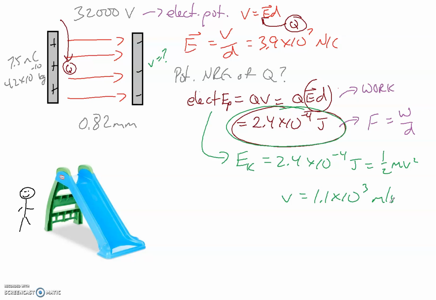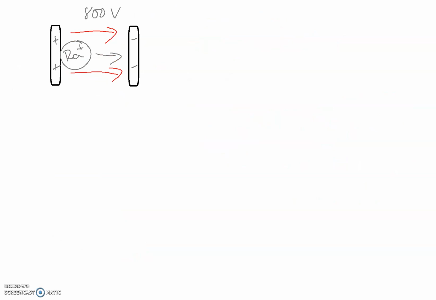Okay, so let's try another one similar to this and see what we can come up with. Okay, so let's try this one. Here we have a Ra nucleus in between two plates with 800 volts attached to them. So first of all, for the nucleus, I'm going to need the mass and charge, so I'm going to start with that. So I've got to look up the atomic mass and atomic number in the periodic table, and then multiply them by the numbers. We've done this type of thing before to get the charge and the mass.